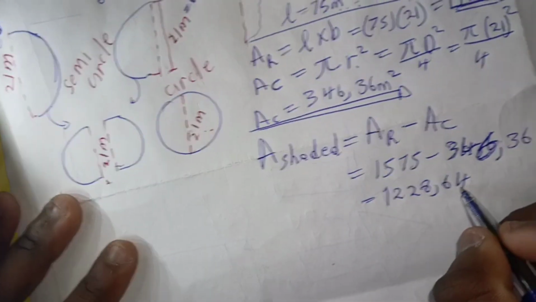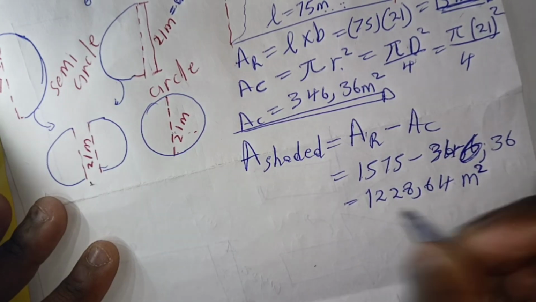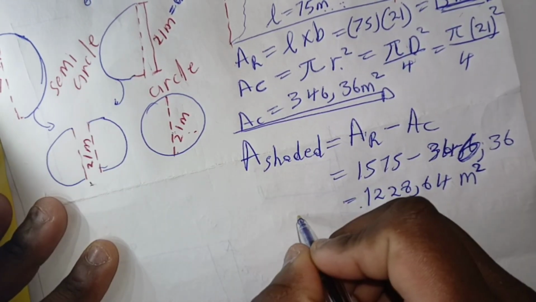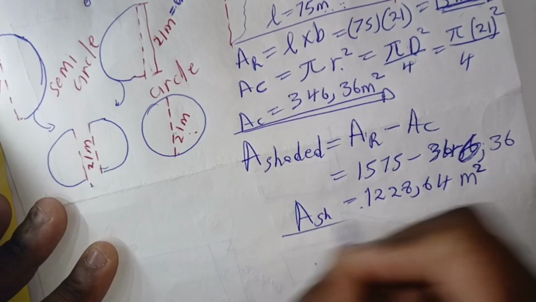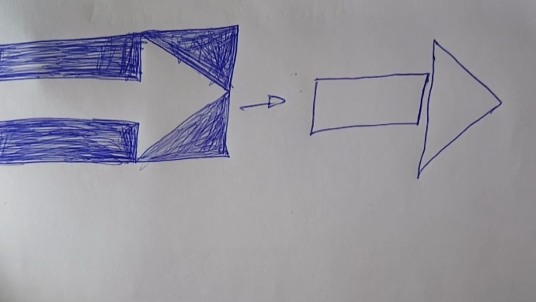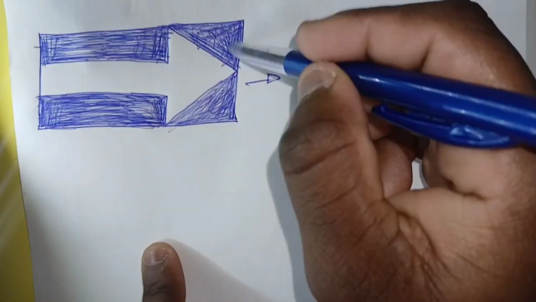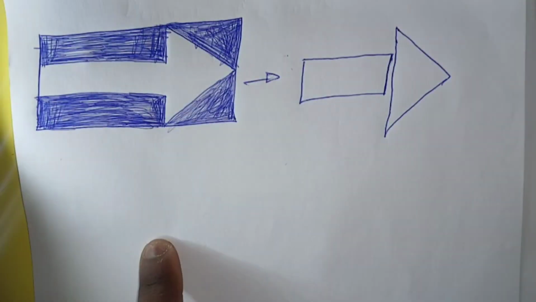So okay, now remember, in meters squared, not in millimeters, guys, in meters squared. And here it's the area of a shaded part. So I'm about to do this question which says to calculate the area of the shaded part.